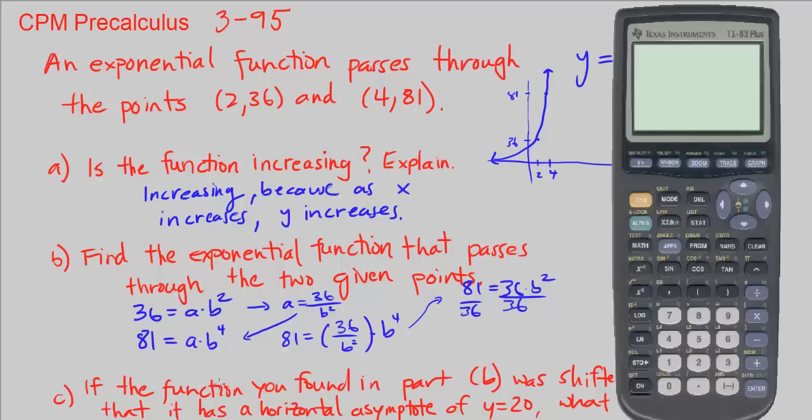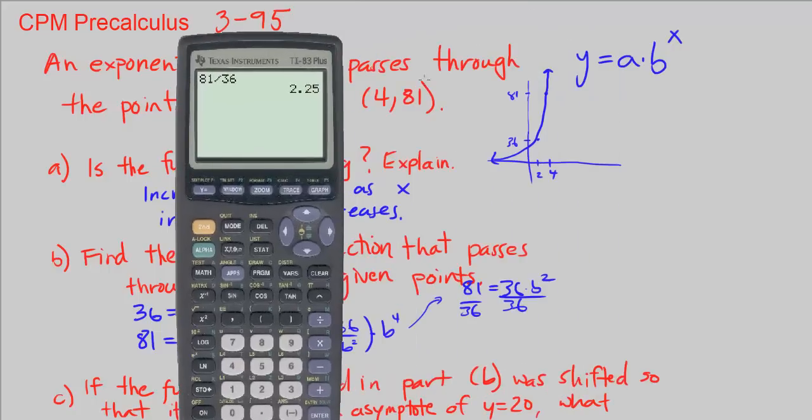If you don't know this, you can just use your calculator like me. 81 divided by 36 is 2.25, so 2.25 equals b squared. Now I'm going to square root both sides. I take the square root by raising to the power of 1/2 or 0.5, and I get b equals 1.5.